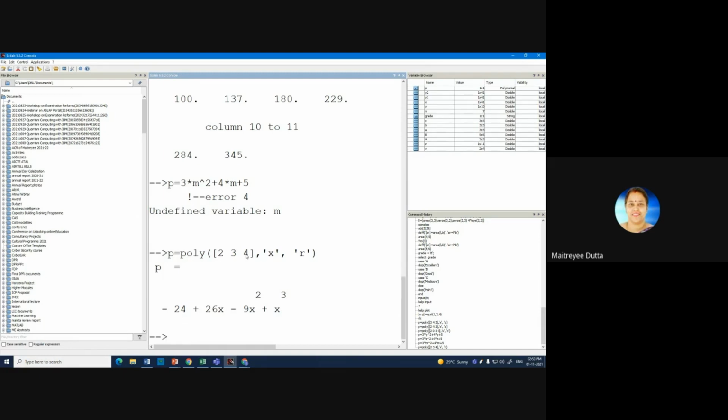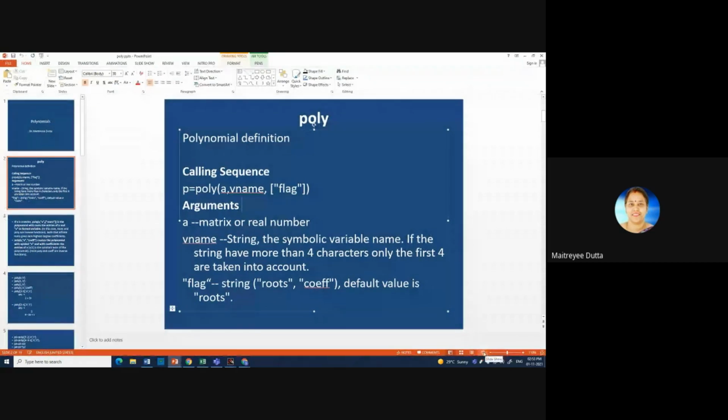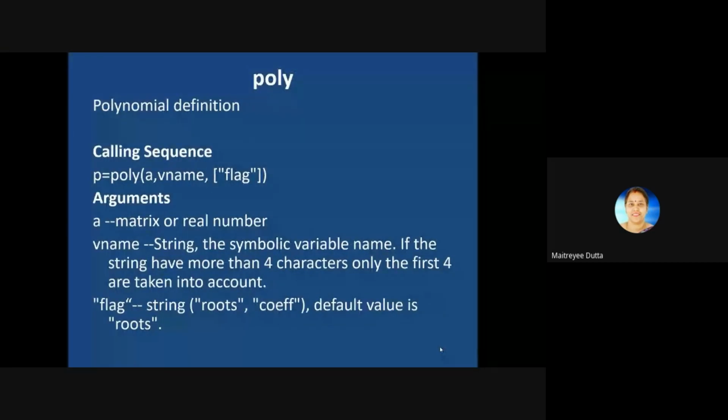That means x cube, so there are 3 roots, 2, 3 and 4. Now if you see how these equations will be formed if there are roots, then what will be the equation? I have given that my roots are 2, 3 and 4. Now what will be the equation? X minus 2 into x minus 3 into x minus 4 is equal to 0.